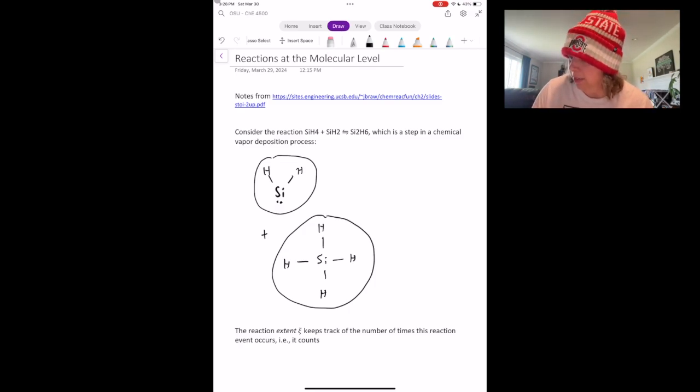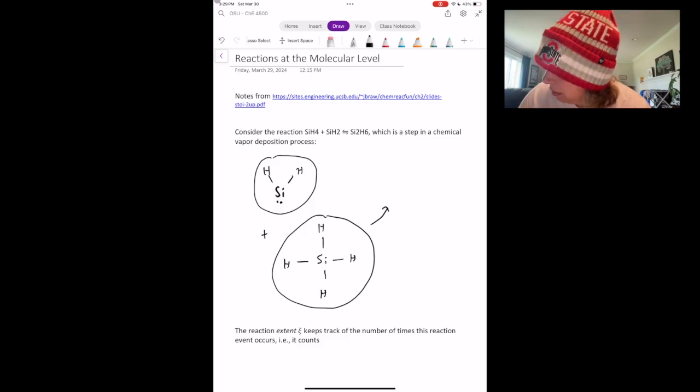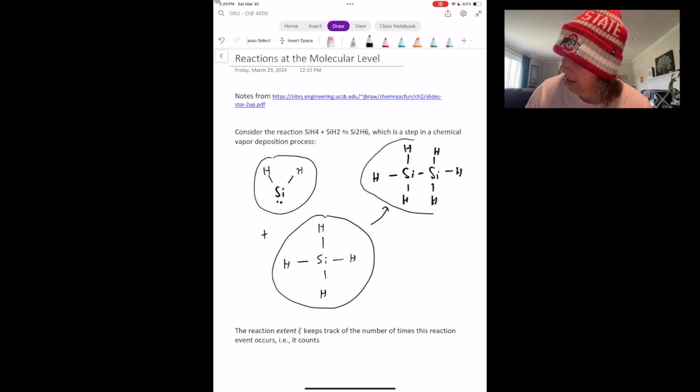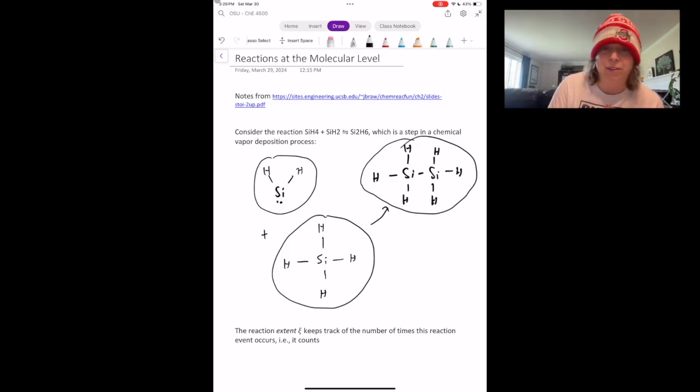And so these things combine, and what's going to happen is that they're going to form this Si2H6 species, and that's kind of poorly drawn, so let me redo that. And we'll also draw this as a roundish shape.